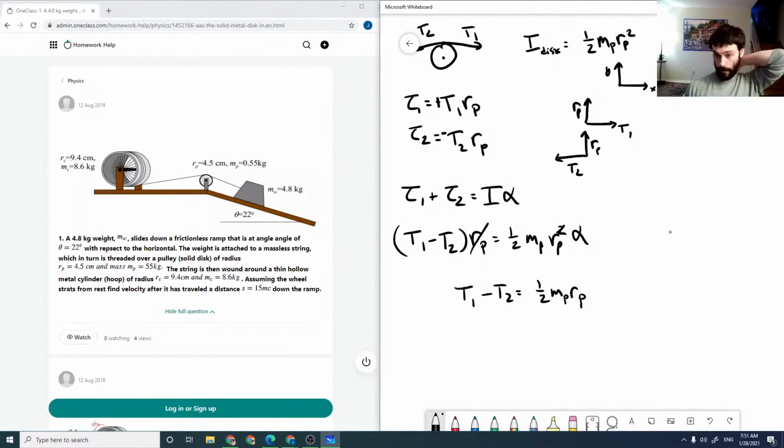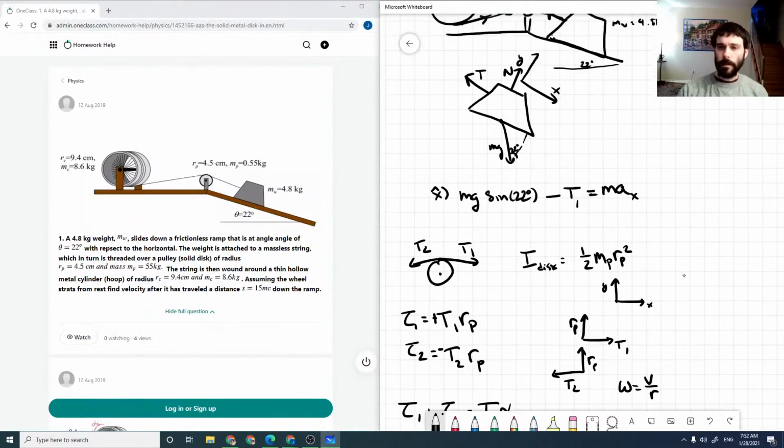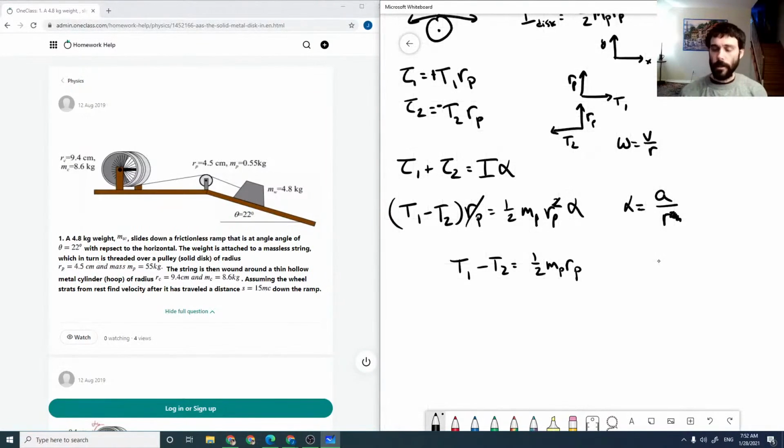So alpha is our acceleration over r, sorry. Right, so just as omega is v over r, our alpha is a over r. And this acceleration is the same acceleration as we saw in the previous, right? Because our entire system is going to have this acceleration, so a over RP. And so it's 1/2 MP a.